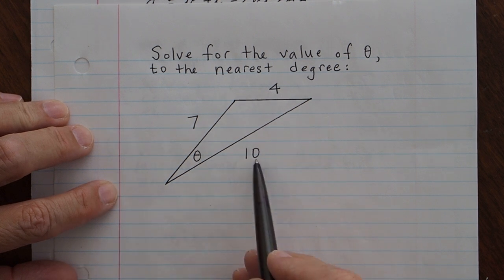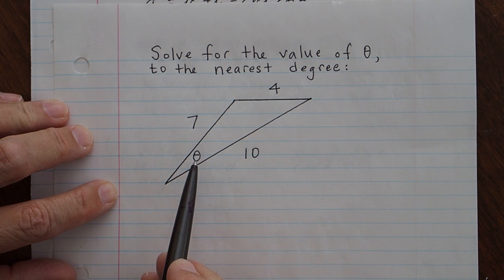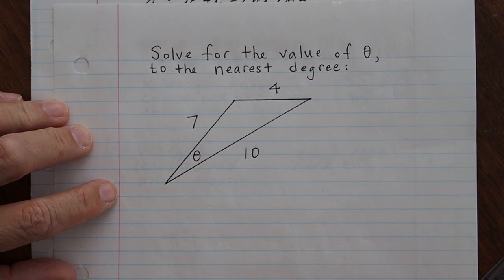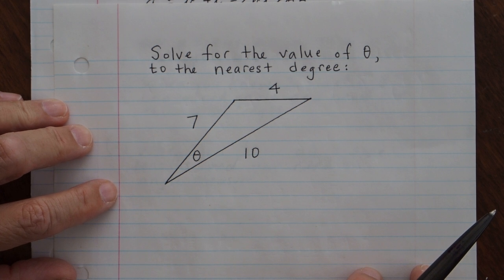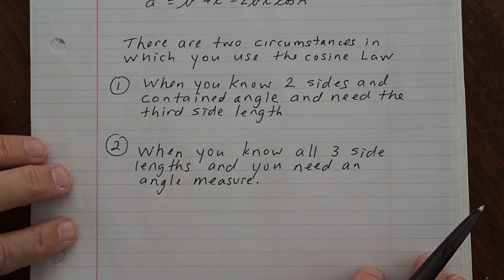See, I know all three side lengths, and I need to know, for example, this angle. How do you find that angle if you know all three side lengths? Those are the only two times you use cosine law. For everything else, there's sine law. All right, let's get started with our examples.